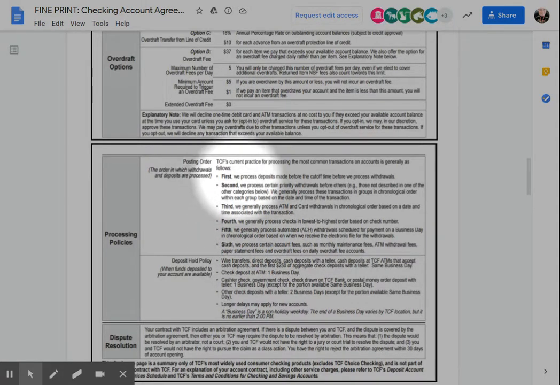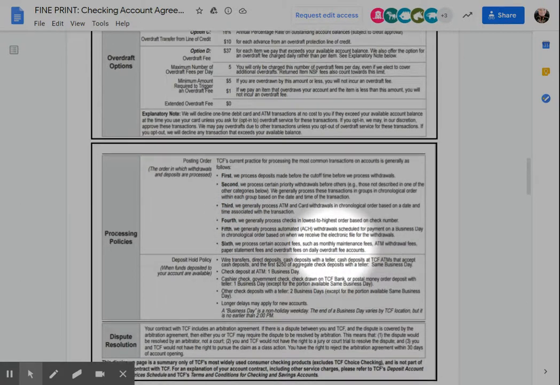So this means the very first thing this bank is always going to do is post deposits first, then they're going to post certain withdrawals, and then the last thing that they do is overdraft fees.